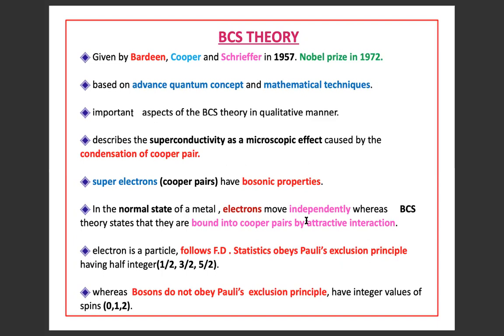We know that an electron is a particle which follows Fermi-Dirac statistics, obeys Pauli's exclusion principle, and has half-integer spin: 1/2, 3/2, 5/2 and so on. Whereas bosons do not obey Pauli's exclusion principle and have integer values of spin: 0, 1, 2 and so on.